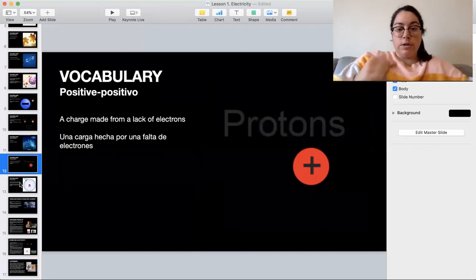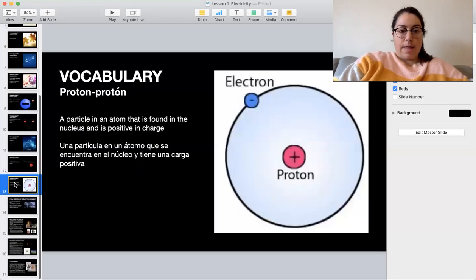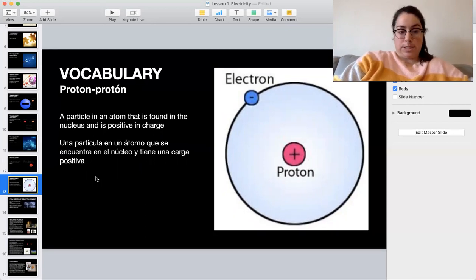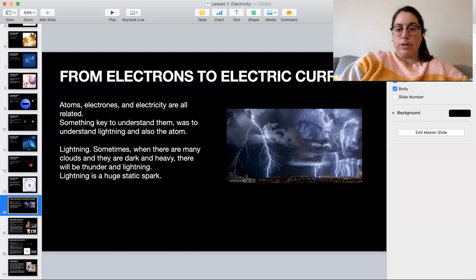I'm just reading to you and I'm sending the document so you can reference it back when you need to and copy it in your notebook. Then we have the word proton. It's a particle, like this one, in an atom that is found in the nucleus and is positive in charge. Una partícula en el átomo que se encuentra en el núcleo y tiene una carga positiva. Now that we're done with the vocabulary, we're going to talk about something else.